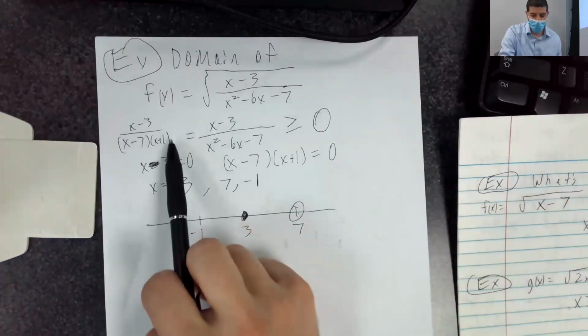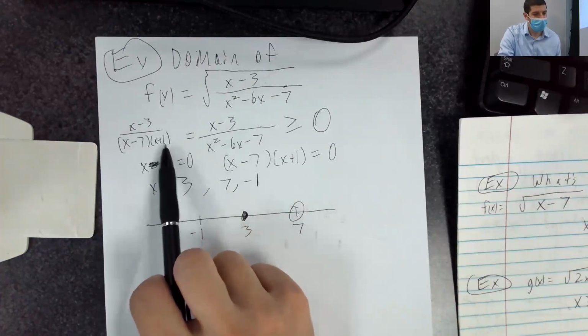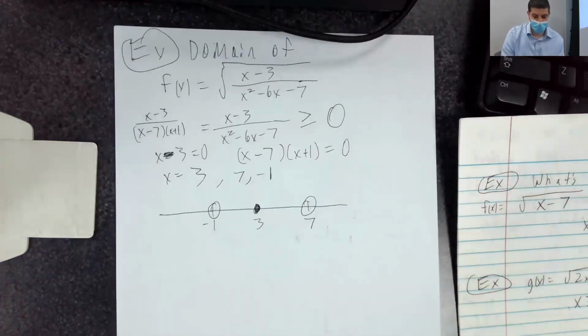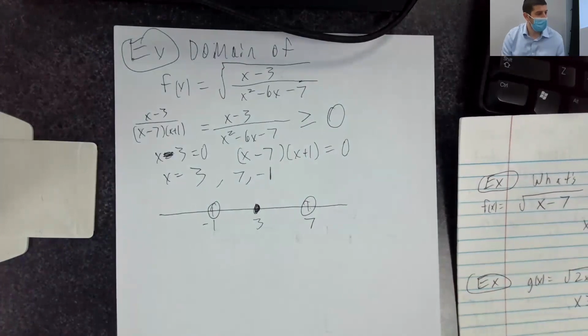What about -1? Same thing. Open circle. It's not even defined. Not even defined when I do it.